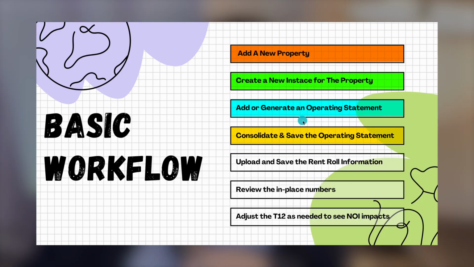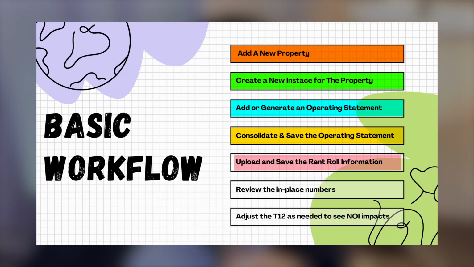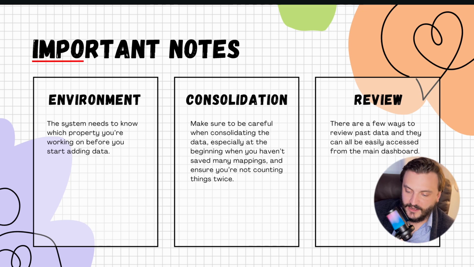You're going to consolidate and save the operating statement to the database. So you're going to go through the consolidated categories and put everything in the right bucket. Upload and save the rent roll information. You're going to review the in-place numbers and adjust the T12 as needed to see NOI impact. So not only can you have an in-place valuation, but you can also get an adjusted in-place valuation, or at least get a look at how your adjustments are going to impact the net operating income on site.